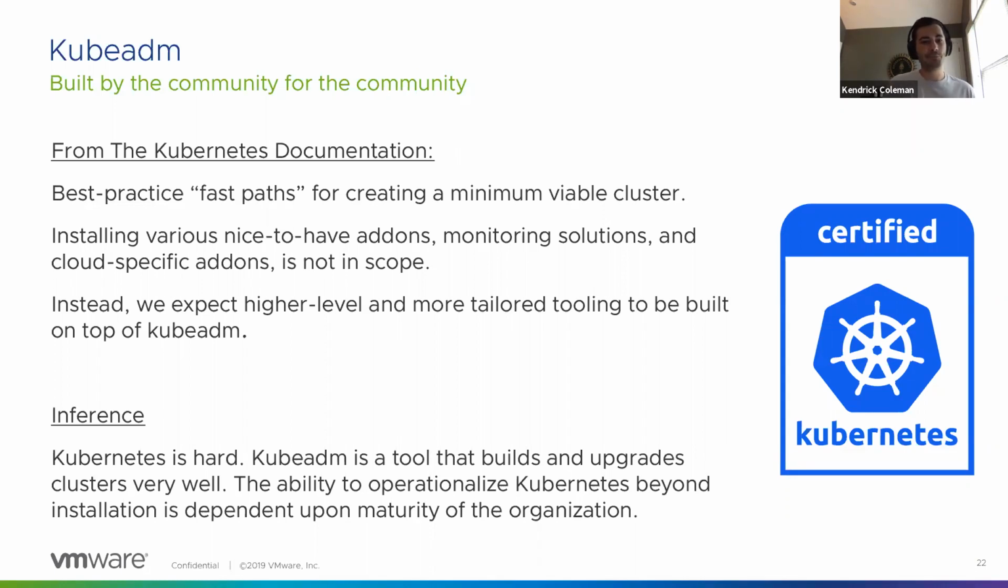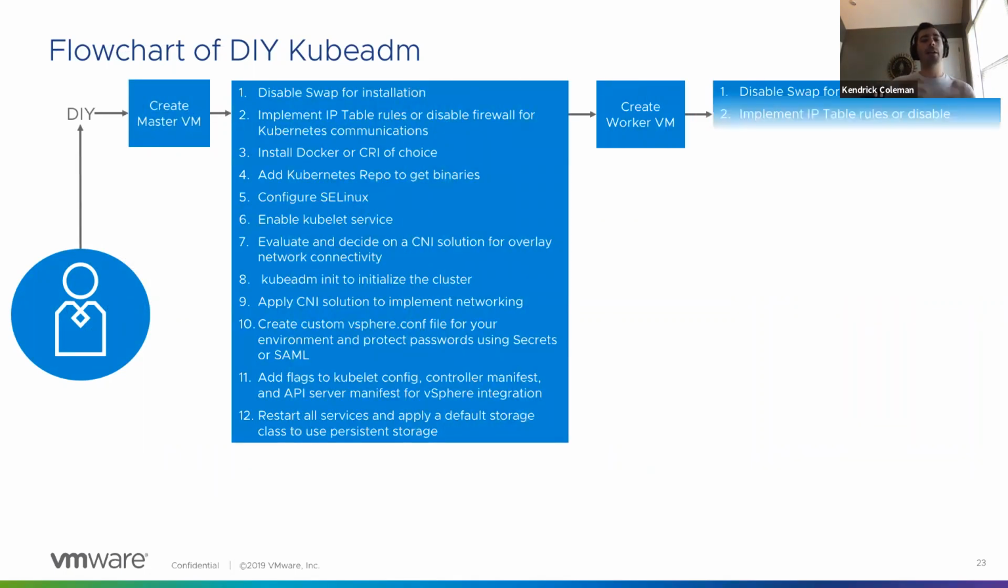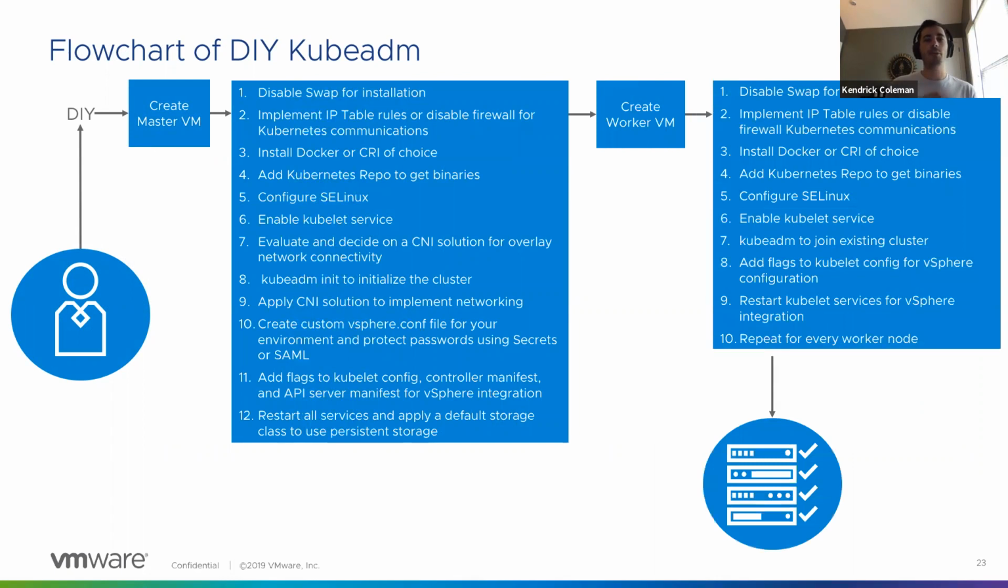And just to give you an idea of what it takes to actually build this, this is all of the components that you have to do. I built a bash script that does all of these. I created the master VM, and these are all the commands written into a bash script that show exactly what it takes to stand up and get your first master VM up and running. So I disable the swap, and I implement iptables rules or disable the firewall, because I'm a bad admin and I don't want to deal with firewalls at this point.